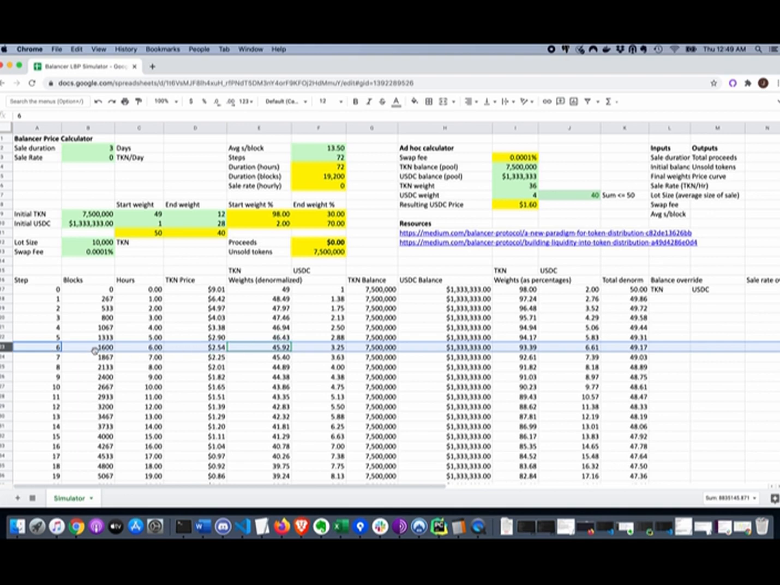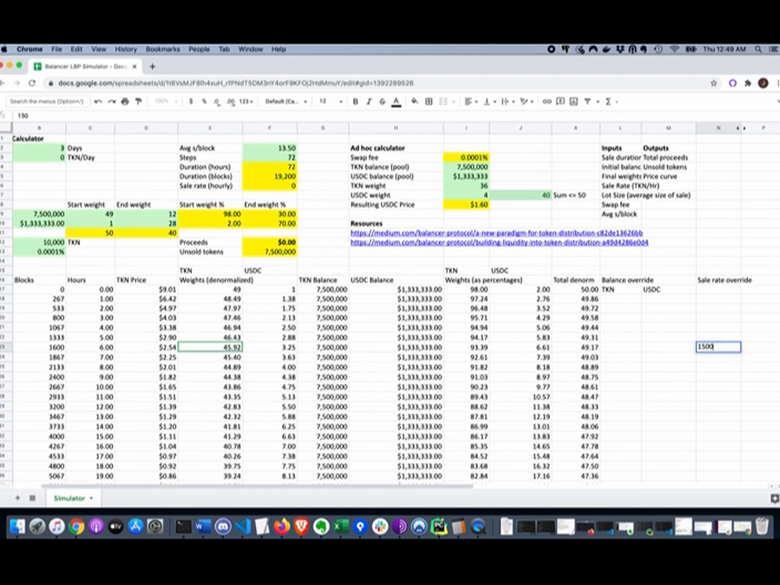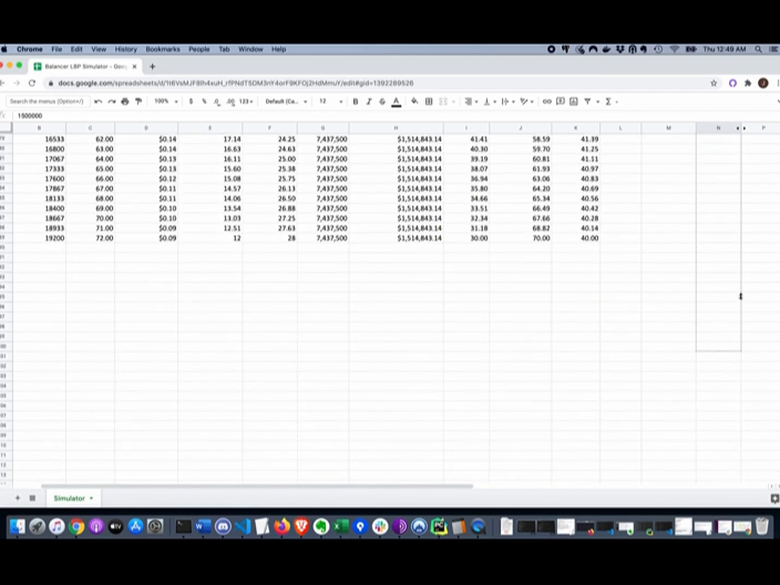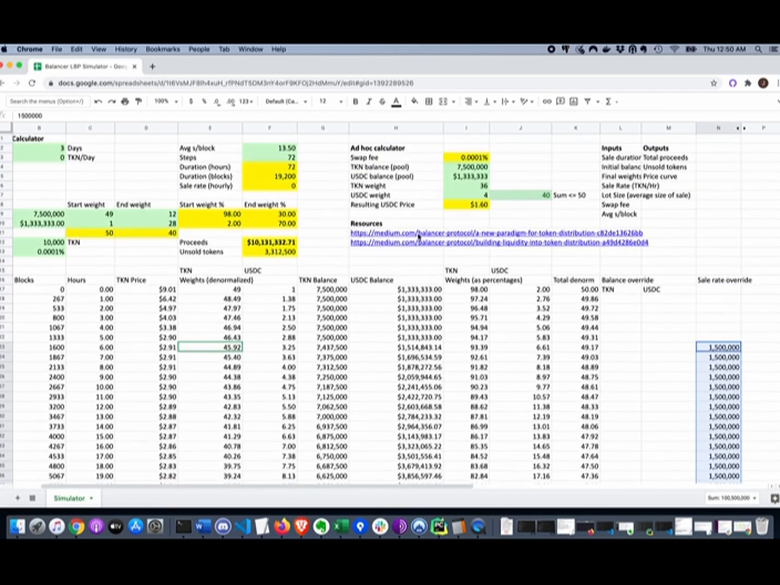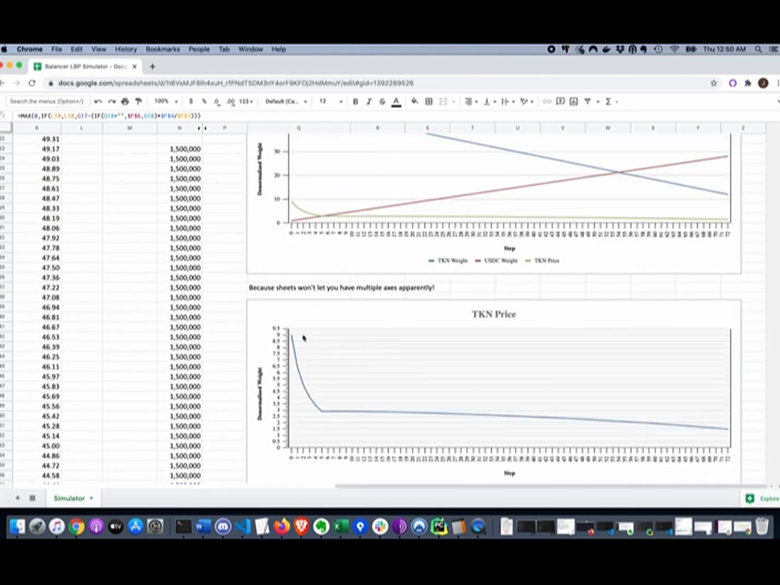Just to simulate that, what we can do is go to hour 6, and you see we also have this sale rate override. So we can say starting here, people start buying. And let's say they keep buying at that same rate for the rest of the sale. So you can see the balance is static and then starts going down. So now, if we look at what this does, you have an initial price discovery and then a static price after that.